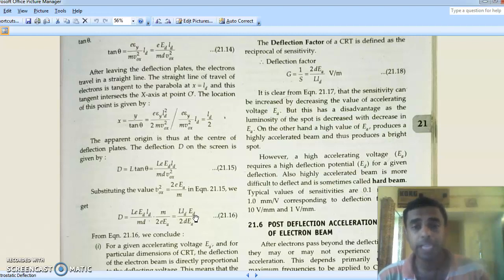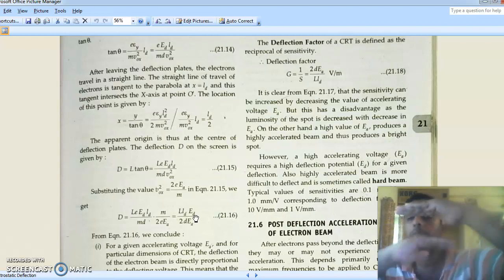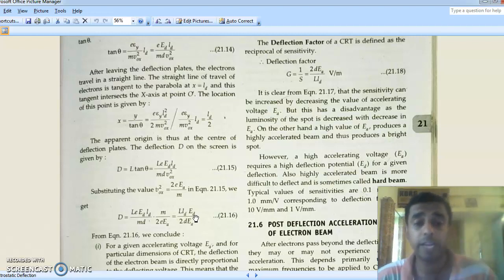Now, when we discussed the deflection system, we saw the vertical deflection plates. There you can see that the plates are placed horizontally. Upper as well as lower plate are placed horizontally, and in between you have vertical electric field lines. So what is the nature of vertical deflection plates? The plates are placed horizontally and the electric field intensity is vertical. So that will cause a vertical deflection.